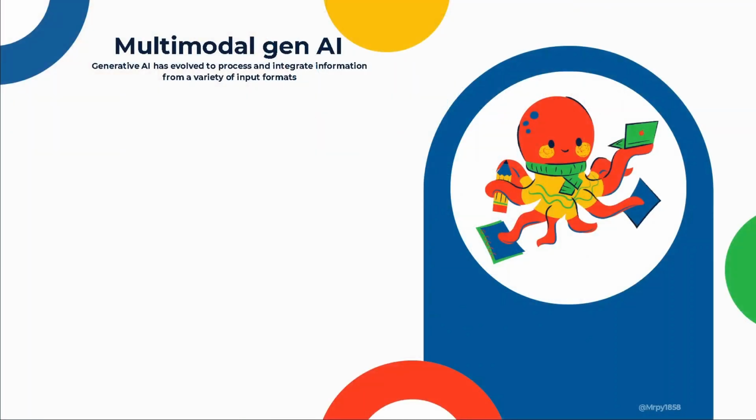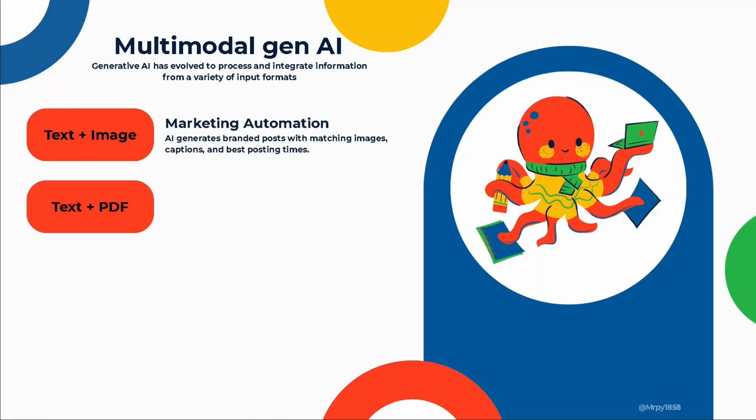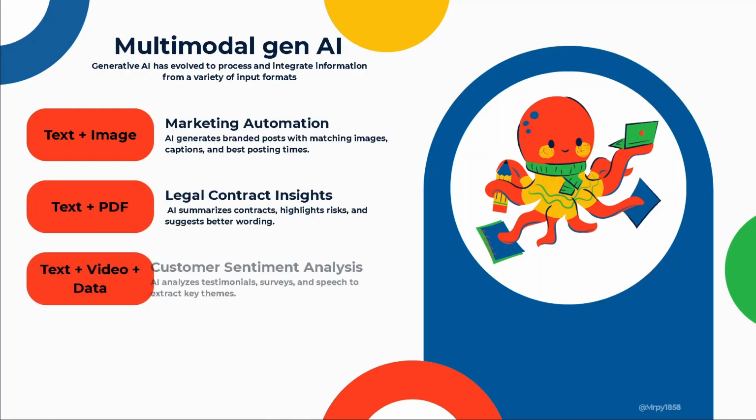Next, let's talk about the multimodal model. Here is where things get really interesting. Multimodal generative AI means the AI can work with not just one type of input, but many: text plus images, text plus videos, text plus sensor data, voice, and all together.